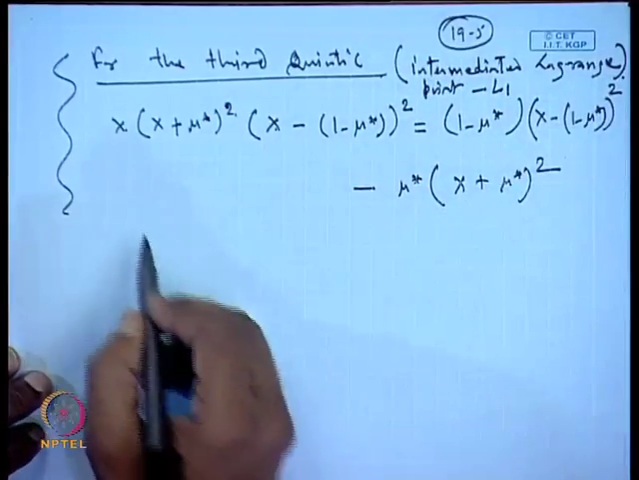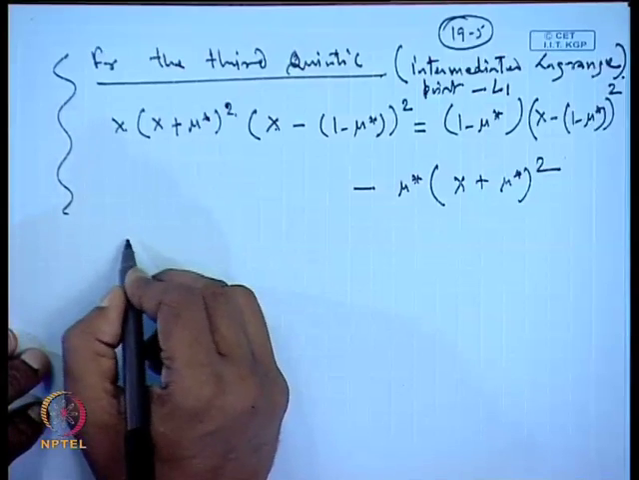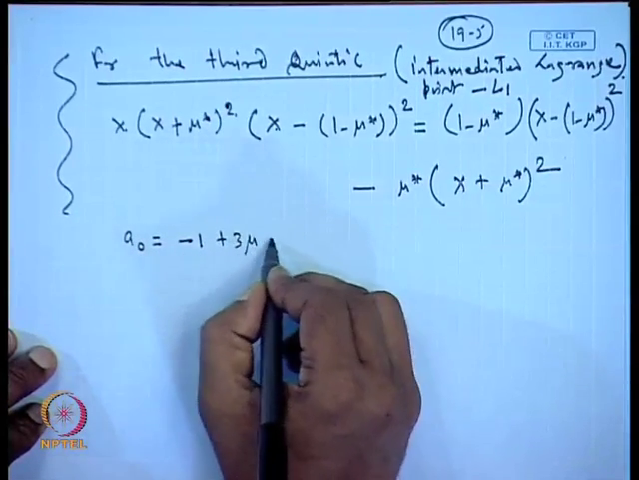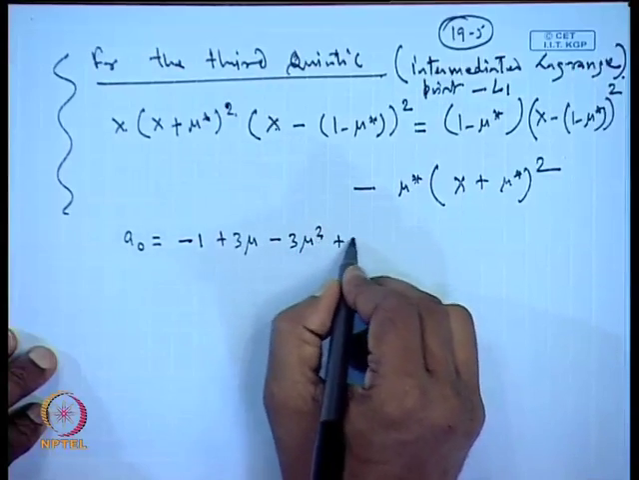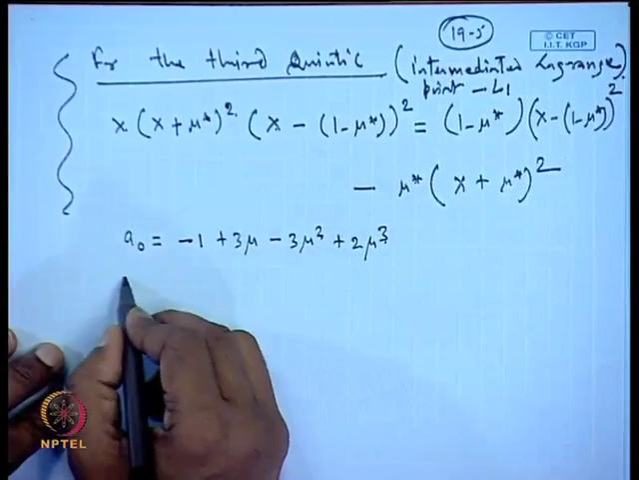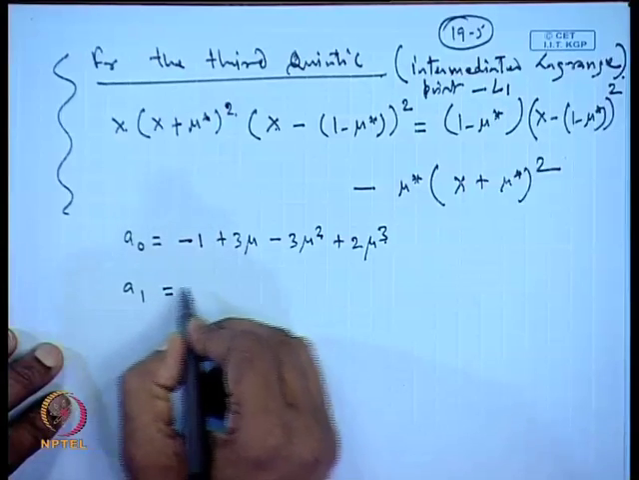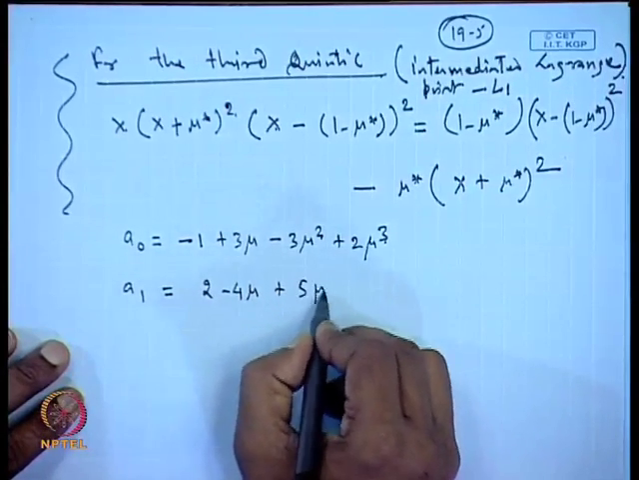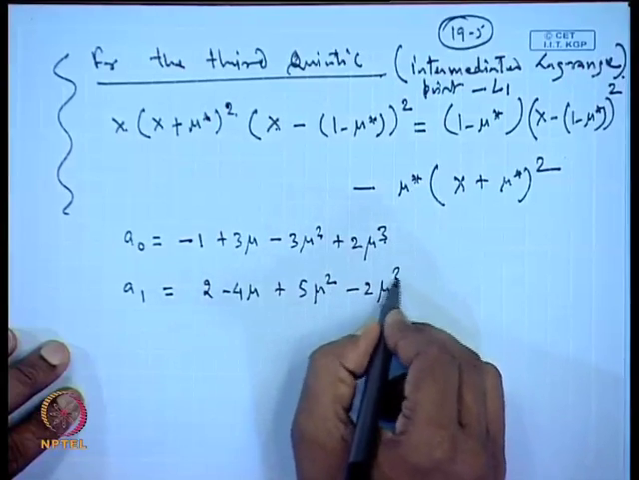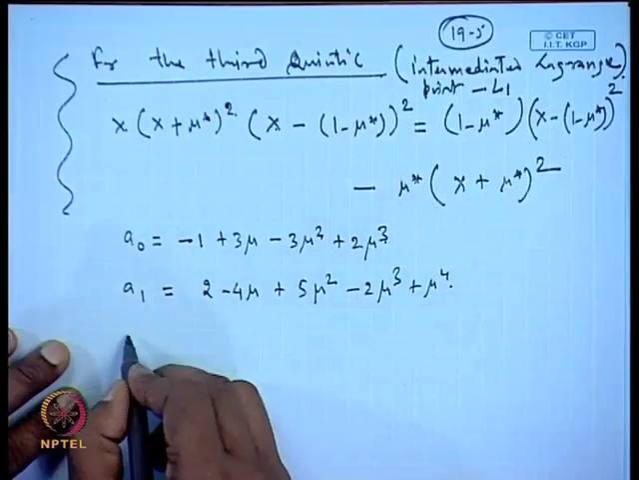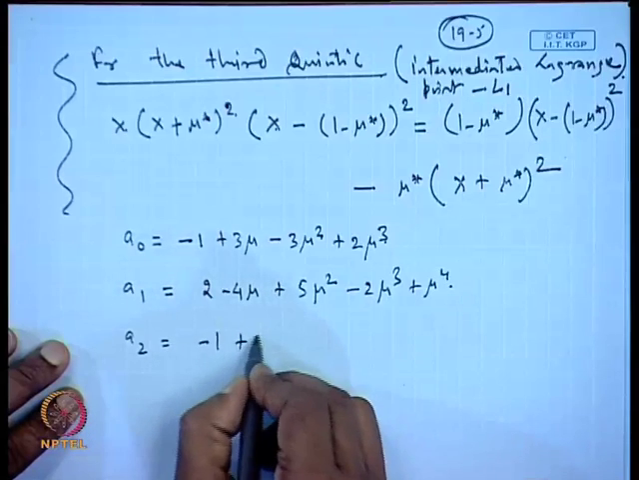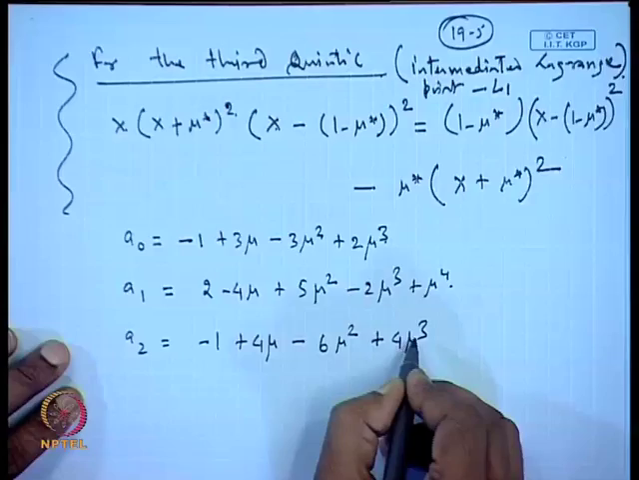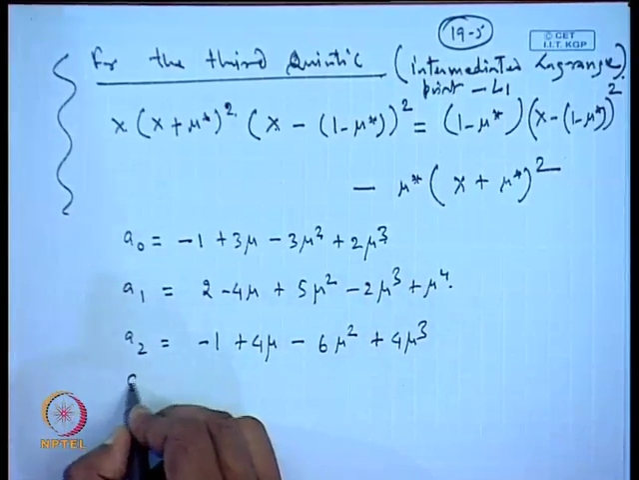Okay. So, for L 1 the solution that we get is A 0 equal to minus 1 plus 3 mu minus 3 mu square plus 2 mu cube, A 1 equal to 2 minus 4 mu plus 5 mu square minus 2 mu cube plus mu to the power 4, and then 4 mu cube.